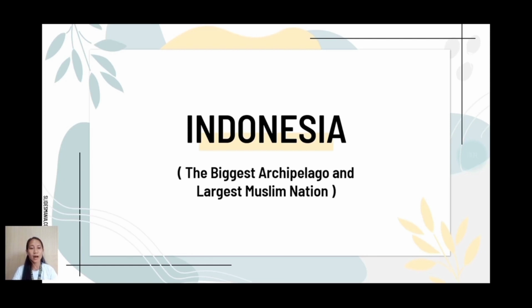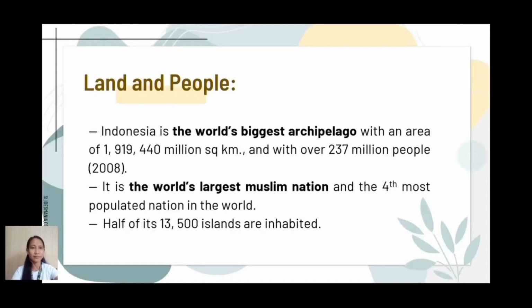So the first Malayan racial country that we are going to talk about is Indonesia, which is also known as the biggest archipelago and largest Muslim nation. Indonesia is the world's biggest archipelago with an area of 1,919,440 square kilometers and with over 237 million people in the year 2008. It is also known as the world's largest Muslim nation and the fourth most populated nation in the world.